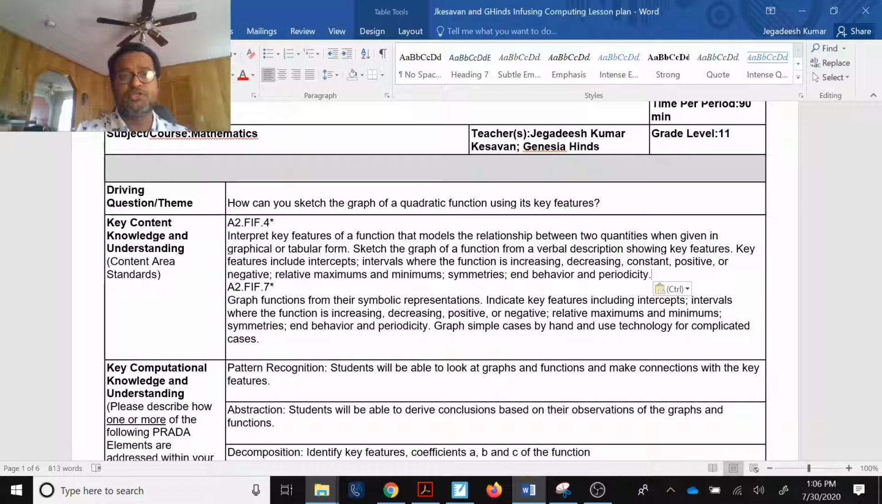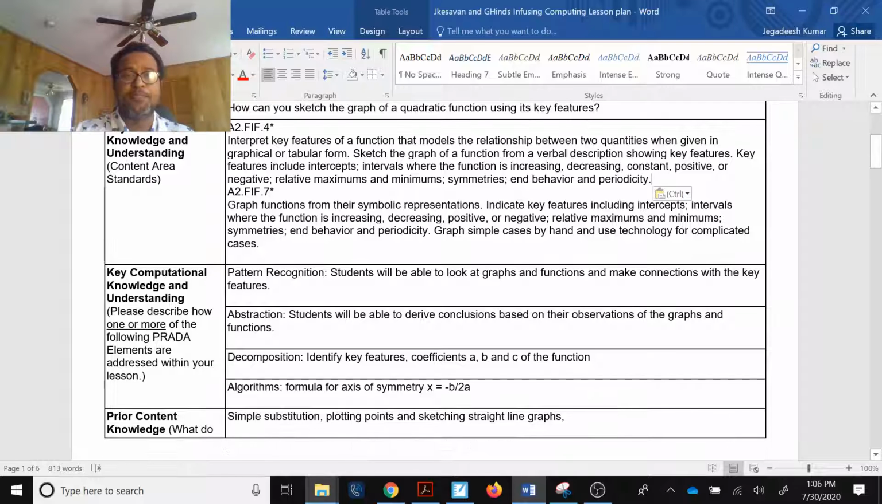And we have used two standards from the South Carolina State Standards, which describe the key features of a quadratic function. And all the product elements are incorporated into this lesson. When it comes to pattern recognition, students will be able to look at graphs and functions and make connections with the key features. So they'll have to identify the function of a graph by simply looking at the corresponding graph.